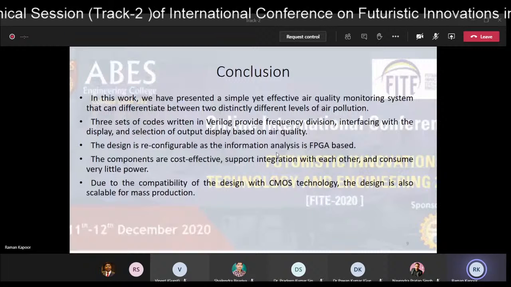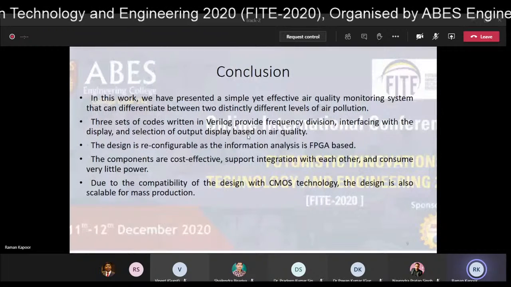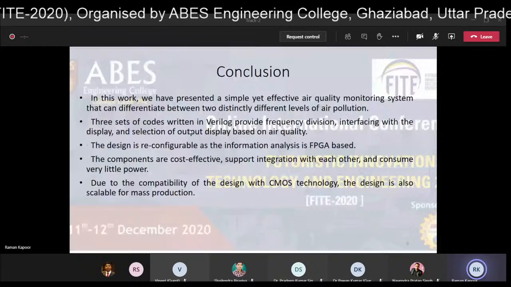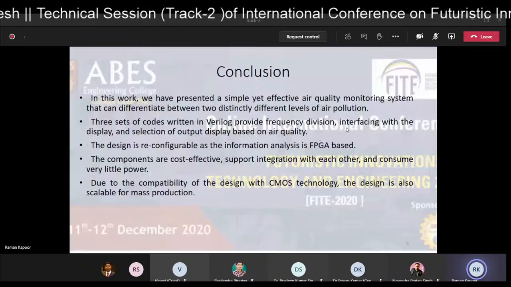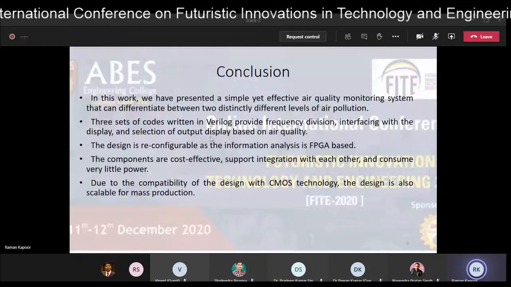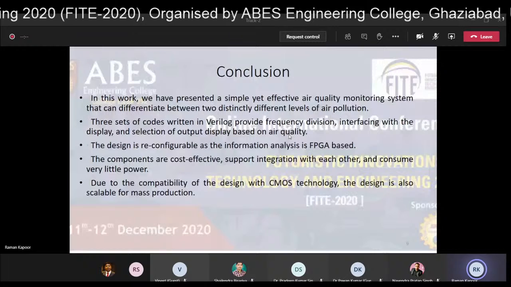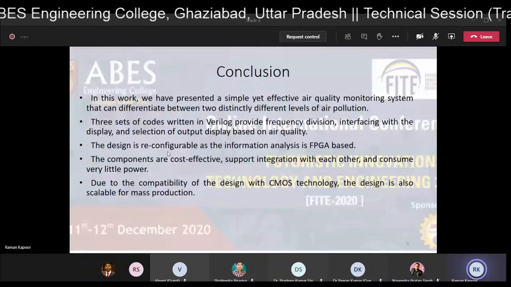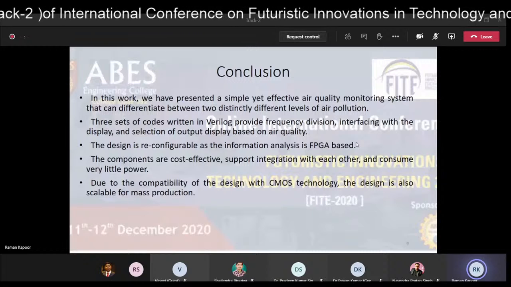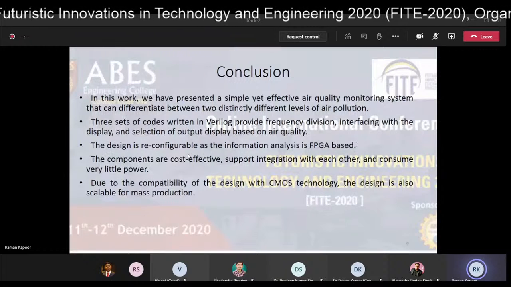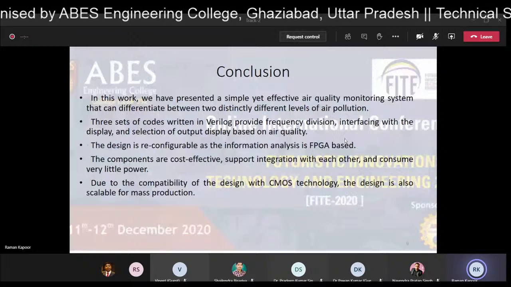So just to summarize, we are basically providing a simple system, but it's yet quite effective. It requires 3 sets of codes which we have written in Verilog: for frequency division, interface with 7 segments, and selection of what you are actually going to show based on your air quality. As we are using FPGA, it is reconfigurable, and because it is all CMOS based, it is also scalable. There are already fabrication facilities for CMOS circuits. So these kind of things are scalable also.